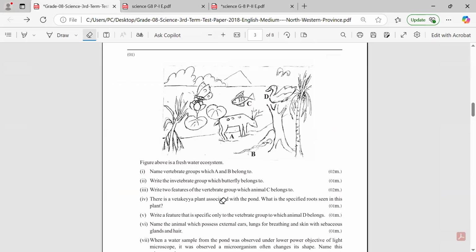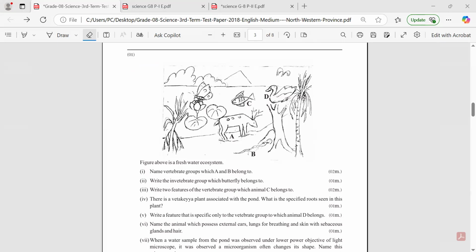There is a Vallisneria plant associated with the pond. What is the specialized root seen in this plant? So, what do you think? A plant that is living in such an environment, what kind of adaptation do you think the roots must have? What do you think, Puta? Any guesses? Any idea? Vallisneria plant එකට පුතා මොන root තියෙන්නේ?